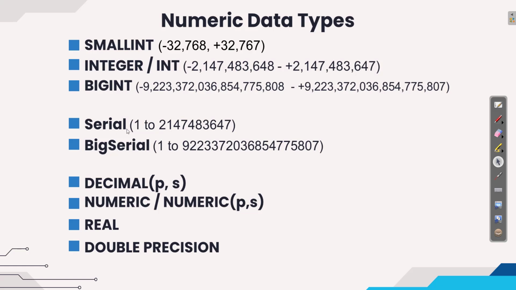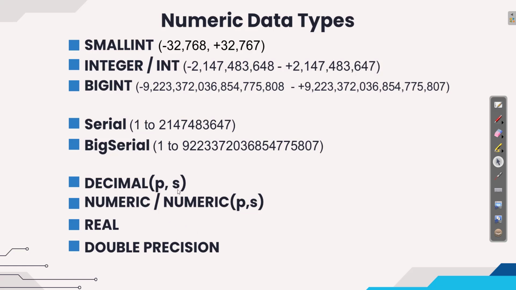Serial starts from 1 up to this value. Another advantage is that it has no minus range; it goes from 1 to the maximum value, 2 billion something. If you expect more than 2 billion records, you have to specify big serial. For example, if you are expecting more than 2 billion users, you have to specify user ID as big serial.